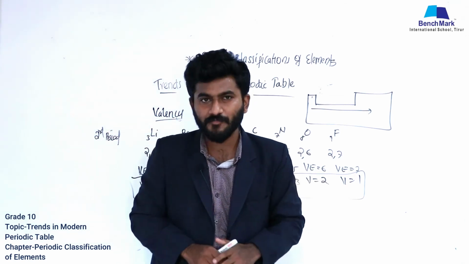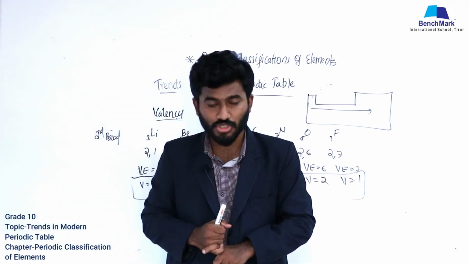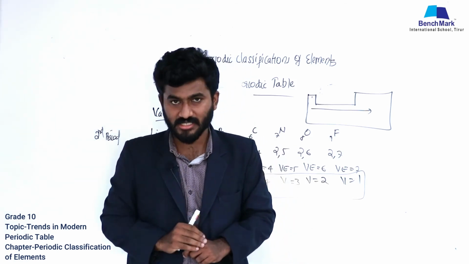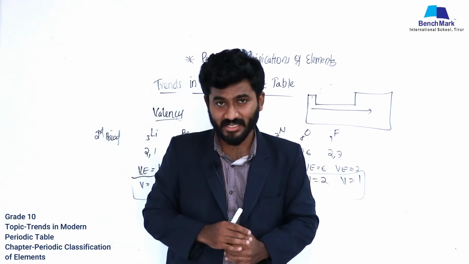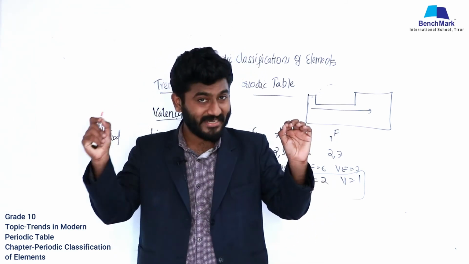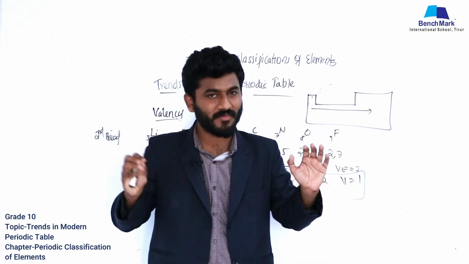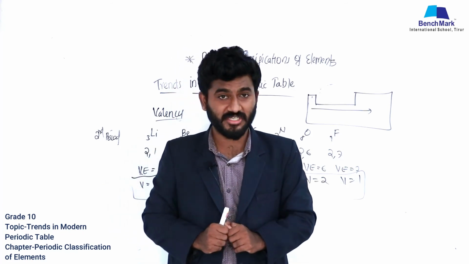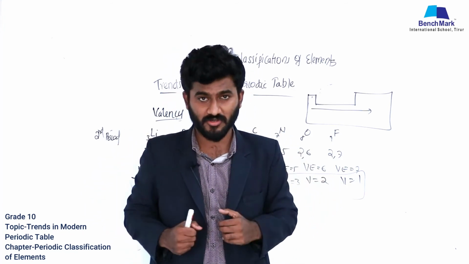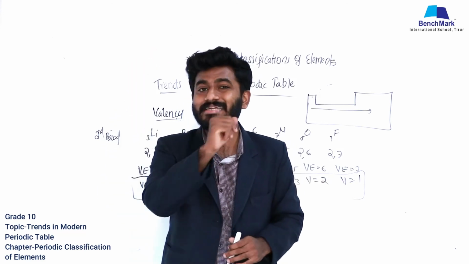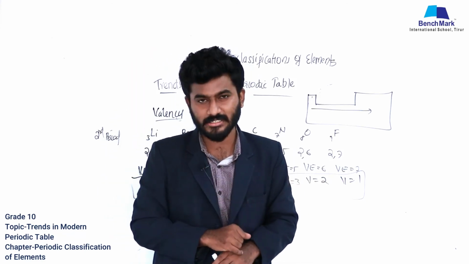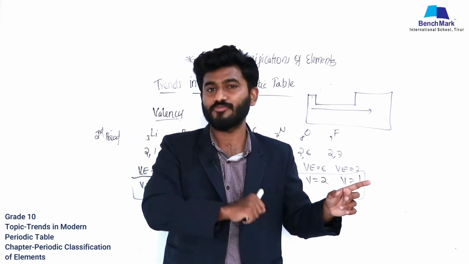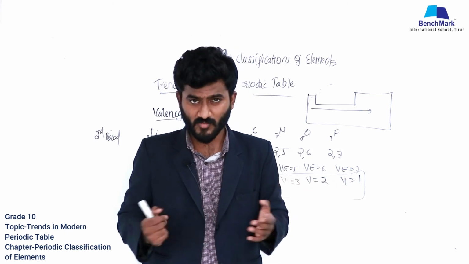Okay, one by one I'll tell you what happens to the metallic and non-metallic nature. If you move from top to bottom, metallic nature increases and non-metallic nature decreases. What happens if you move from left to right? Metallic nature decreases and non-metallic nature increases. I hope the point is clear. And what happens to the electropositivity or tendency to lose electrons? If you move from top to bottom, it increases. If you move from left to right, electropositivity decreases. I hope the point is clear.